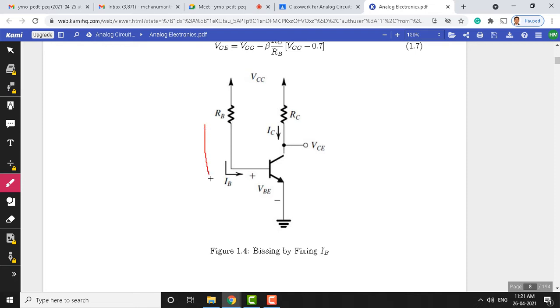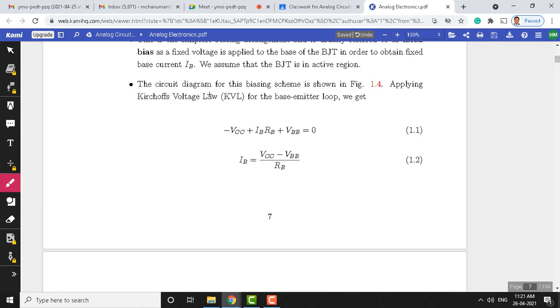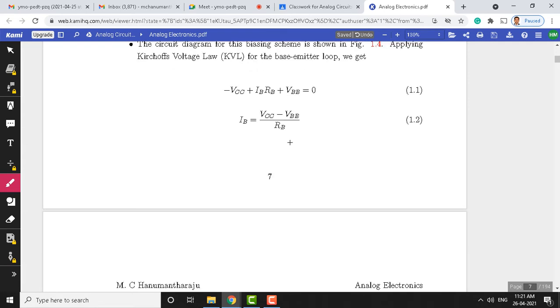When you apply KVL from this, you get minus VCC plus the drop across RB, which is IB times RB, plus the base emitter voltage VBE equals 0. The same equation is shown here: minus VCC plus IB RB plus VBE. You can derive the base current from this equation. Just rearrange this and find the base current equation.